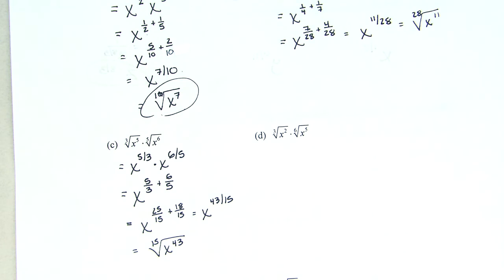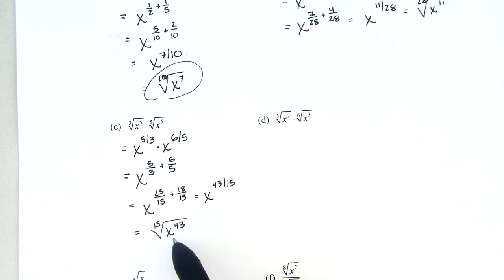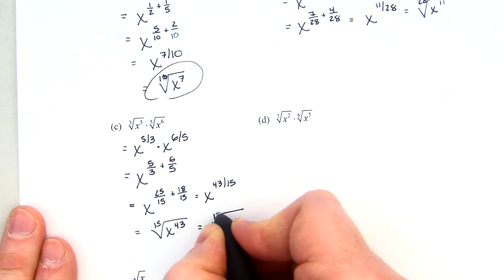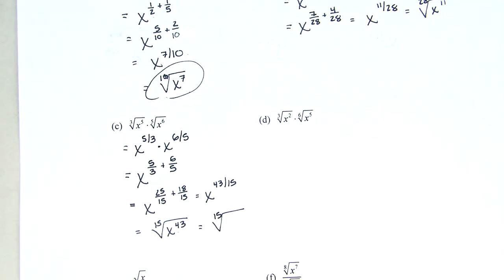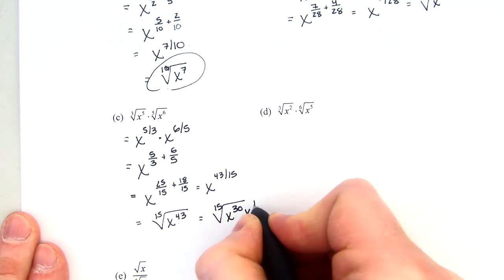Questions so far? Is there anything else I could do? Nihal. Oh, that didn't matter in A and B, but here, because my power is greater than 15, we can go back to like the first day of this unit. I can break this down and do some simplifying. This is like saying the 15th root of, okay, what multiple of 15 is less than 43? 30. X to the 30th times x to the 13th.